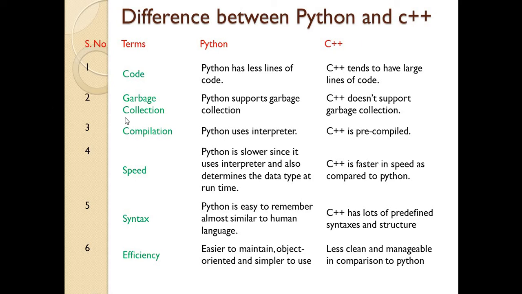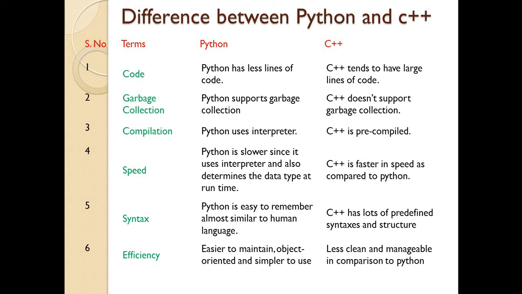And the second difference is in terms of garbage collection. Python supports automatic garbage collection, whereas C++ does not support for garbage collection. The third difference is in terms of compilation, right? So since the Python uses interpreter, so here C++ is similar like our C programming. It is pre-compiled. First we will be compiling the program and then we will be executing the program, right? In the case of Python, directly we'll go for execution. So there itself the interpreter will take care of compilation as well as execution of the program.